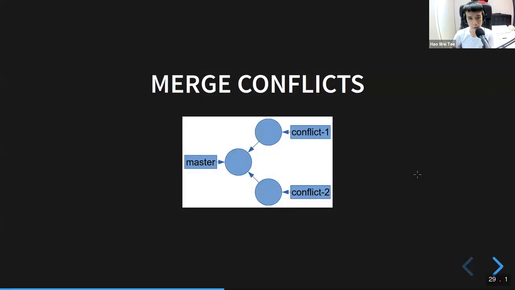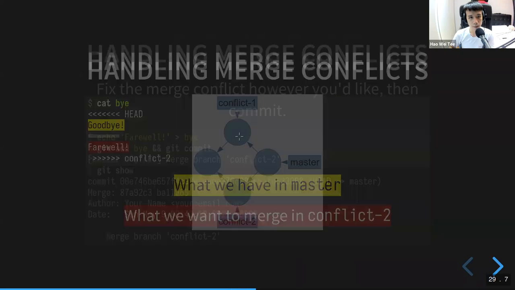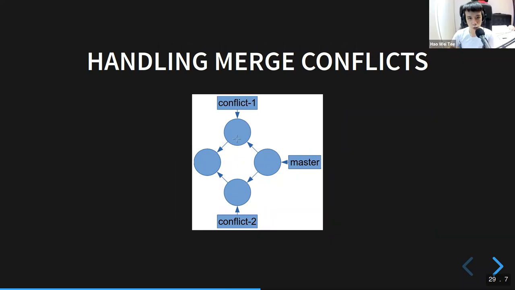Okay, let's move on. So you can see here, this is what we have after merging the two branches into master, and we have our merge commit here.